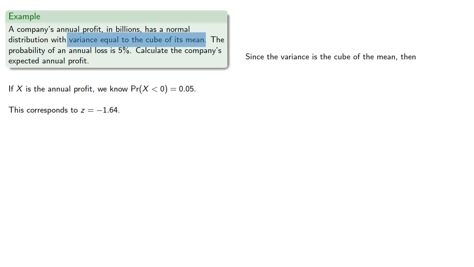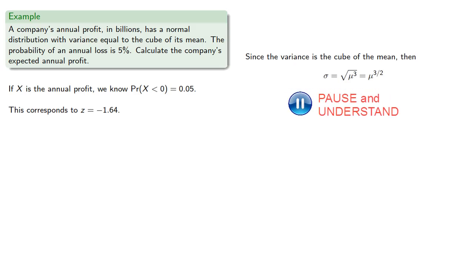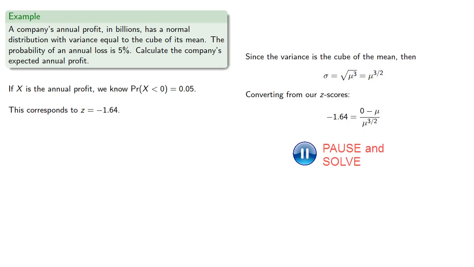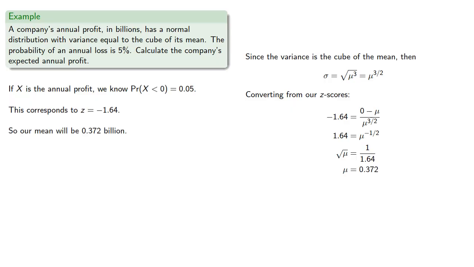Now, since the variance is the cube of the mean, and the standard deviation is the square root of the variance, that gives us the standard deviation in terms of the mean. And so converting from our z-score, negative 1.64 is x equals 0, and so that gives us an equation which tells us the mean.